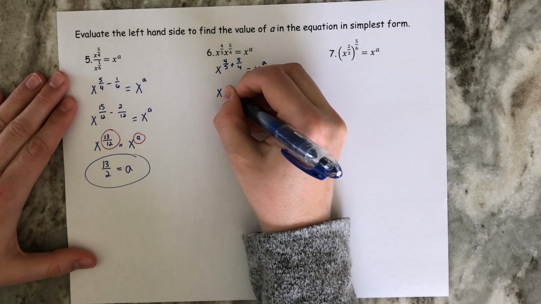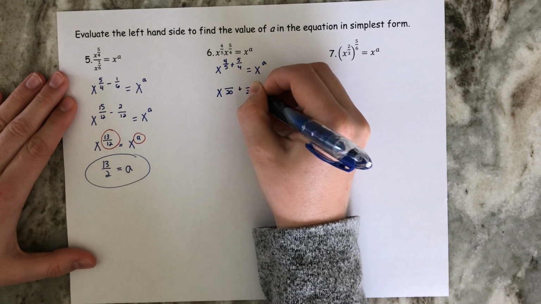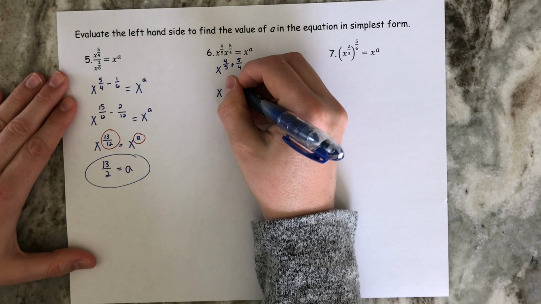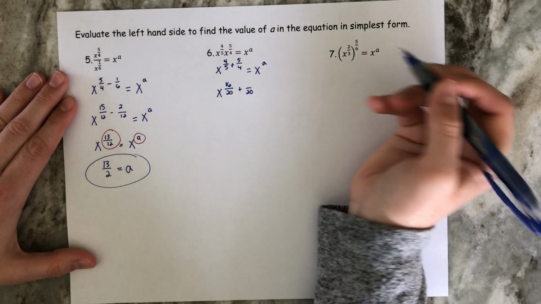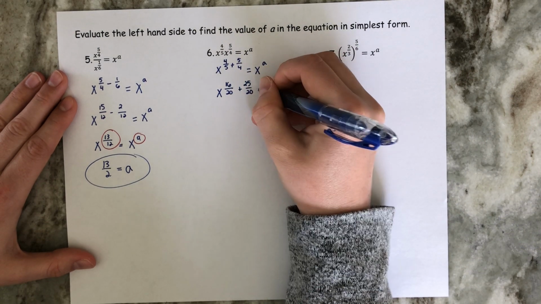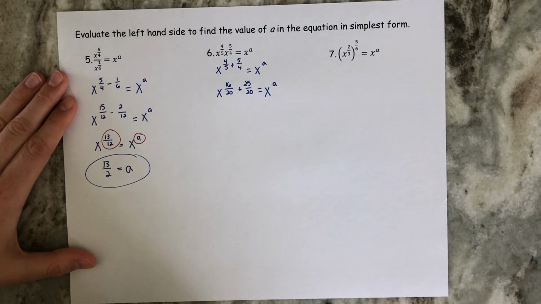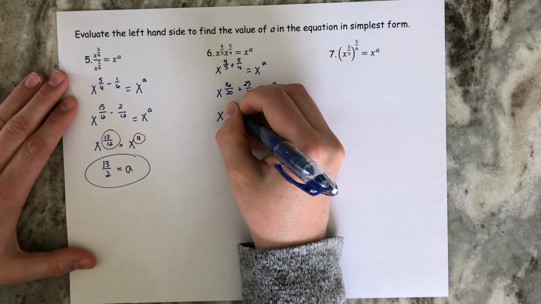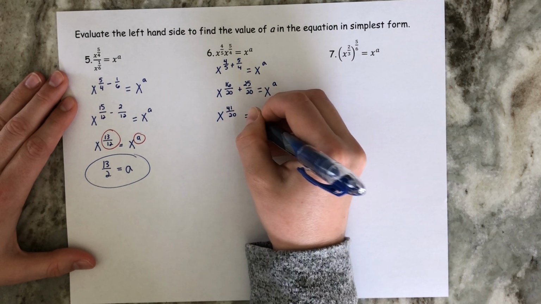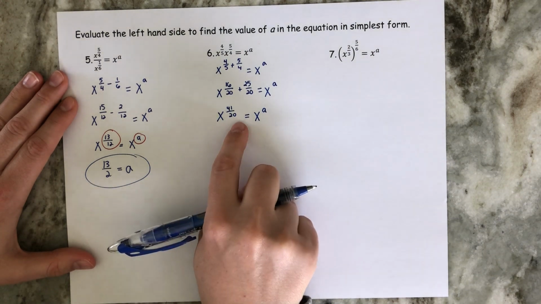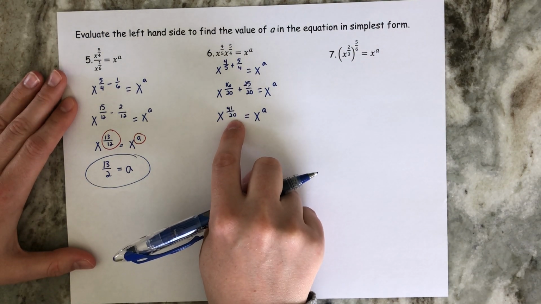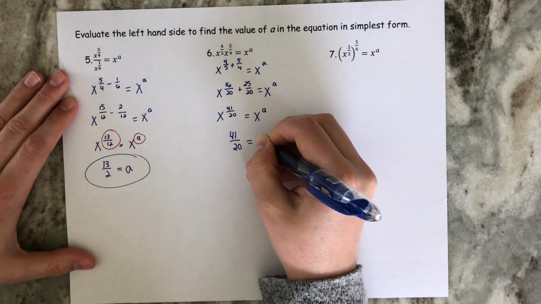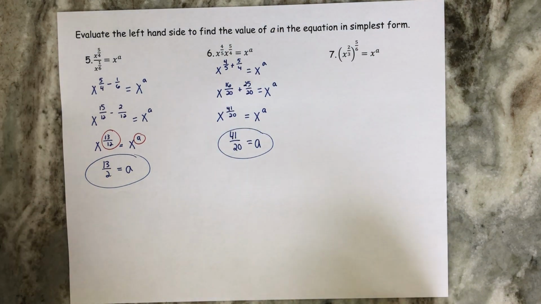So I'm trying to get them both over 20. So to get 5 to 20, I'm multiplying by 4, so this is 16. To get 4 to 20, I'm multiplying by 5, so this is 25, equals x to the power of a. So if I add these two fractions together, this is x to the power of 41 over 20 equals x to the power of a. Sometimes you'll be able to simplify your fraction there. In this case, 41 over 20 does not simplify any further. So 41 over 20 is my a value.